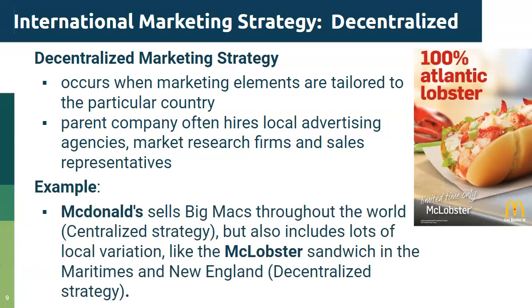So the example is McDonald's sells Big Macs throughout the world. That's the centralized part, but they also include lots of local varieties and variation. So the example that even us here in Ontario are usually not familiar with, unless we've traveled, is the McLobster, which is readily available in the Maritimes and New England in the United States, the Maritimes in Canada. So that's the decentralized part of their strategy.